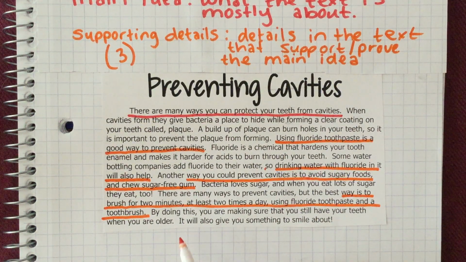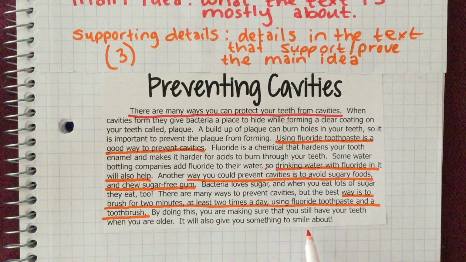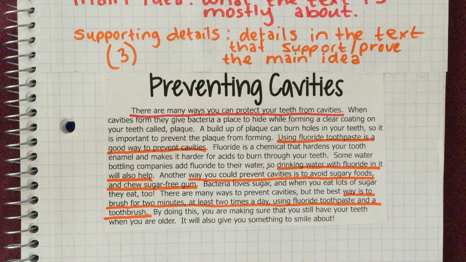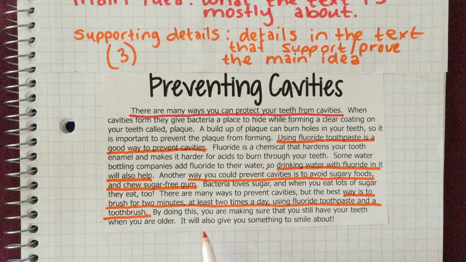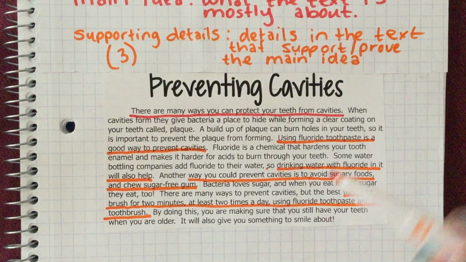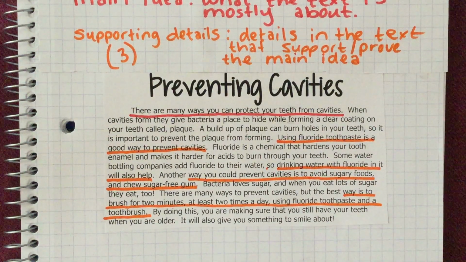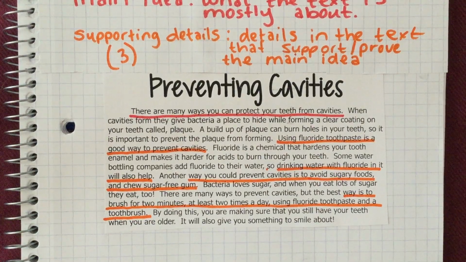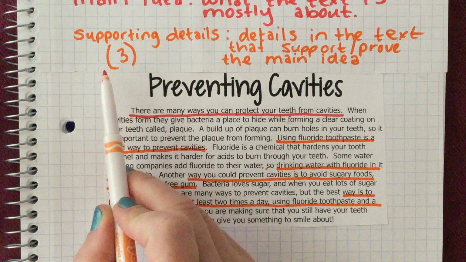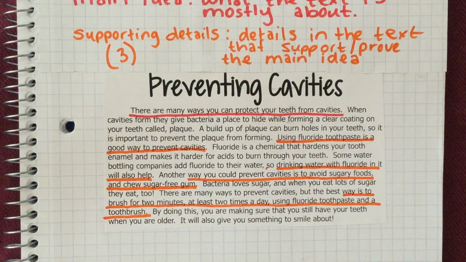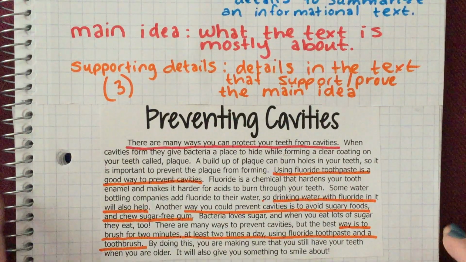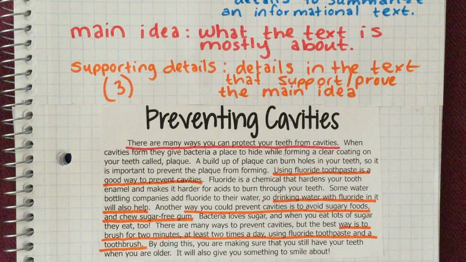Let's look at this final one. It will also give you something to smile about. Now this is something the author's done to just kind of wrap up his or her paragraph, but it is not, again, a way to protect your teeth from cavities. It's just some helpful information. So really, these 4 details are your only supporting details, and that's okay because there's at least 3, and it's proven that the main idea is in fact the main idea, because the text is mostly about the ways you can protect your teeth from cavities.